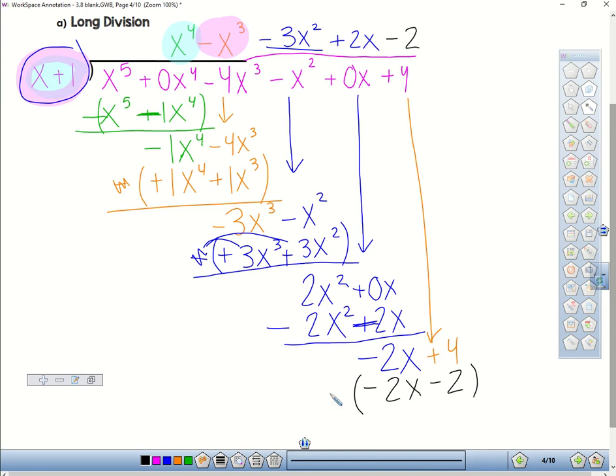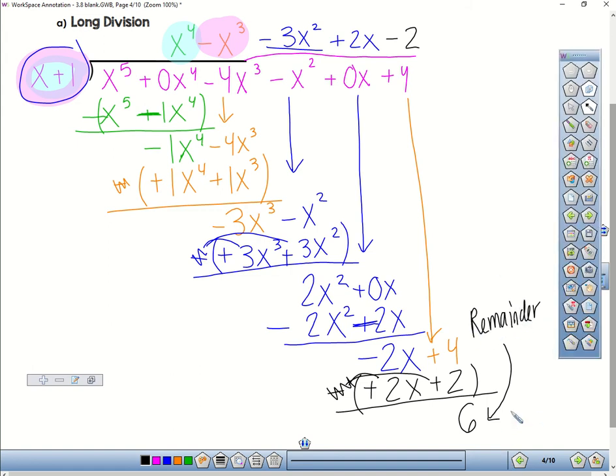Am I adding or subtracting these? Yes, so they evidently become addition because you distribute that negative. And then the first terms do what? Cancel out, and I'm left with my remainder of 6. So at the end, when you can't divide anymore or bring anything else down, you call this the remainder. Okay, that's called the remainder.